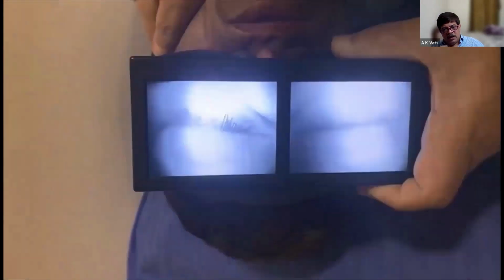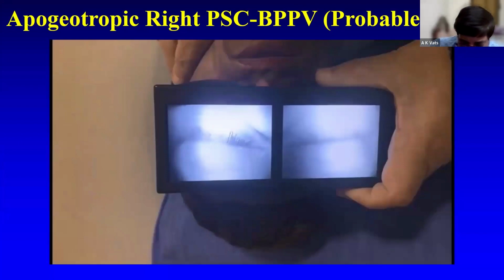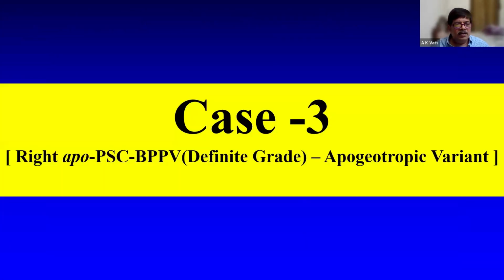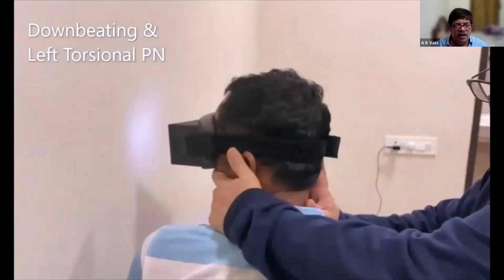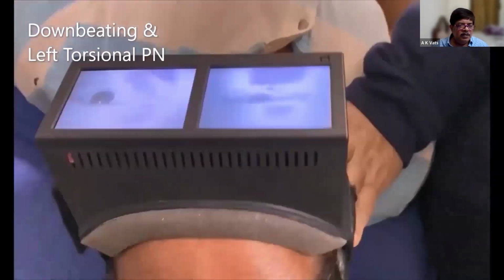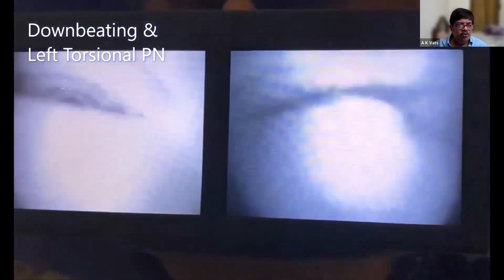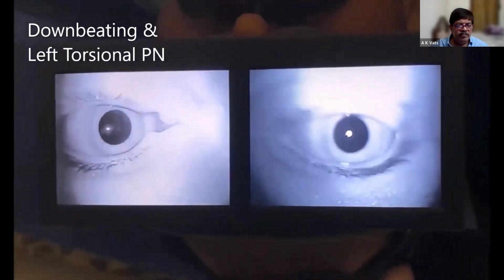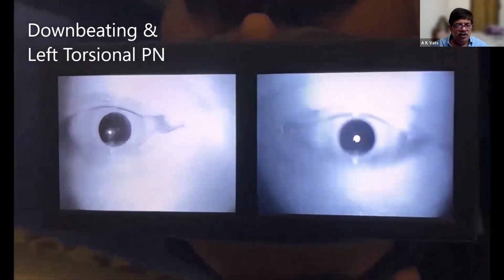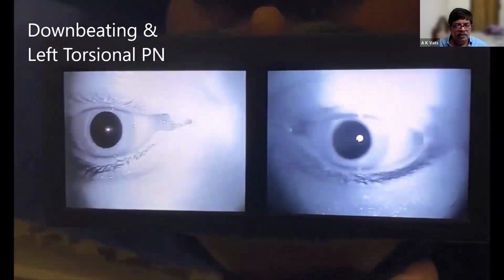So this patient had a relief after 5 maneuvers. This is case 3, which is an important definite grade. The earlier patient you had seen was Califano's grade 2. That was the probable because it resolved directly. So this is the apogeotropic variant. I have combined this in one slide only. This is the left Dix-Hallpike test showing a downbeating left torsional nystagmus. Torsional component is very clear. The upper poles of the eyes are beating towards the patient's left.